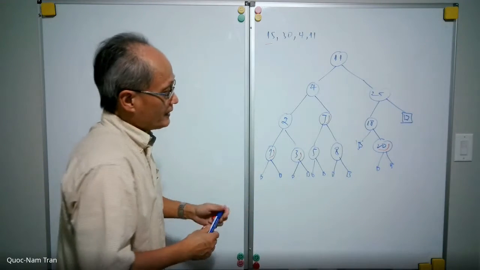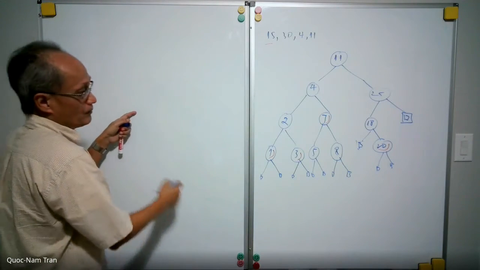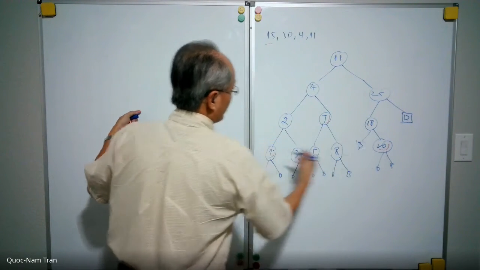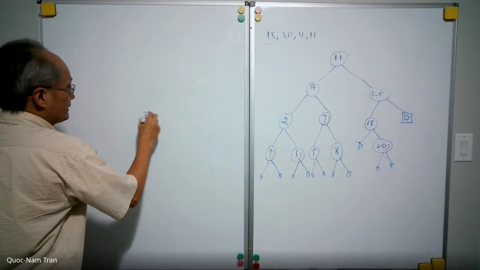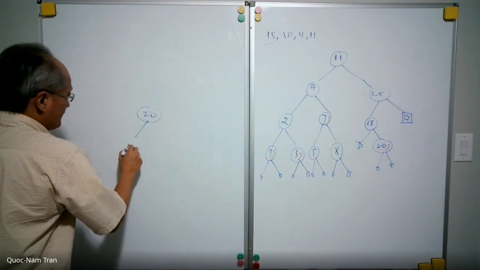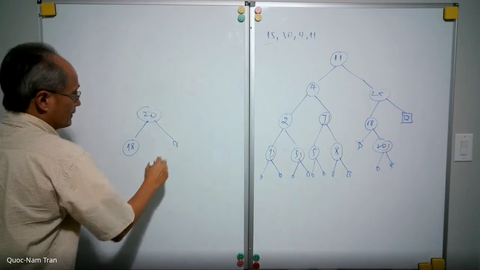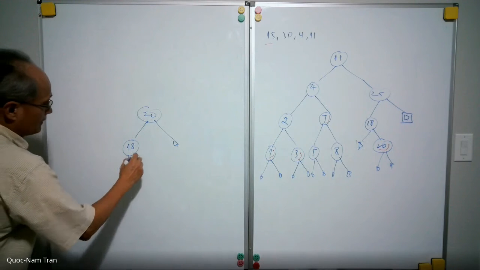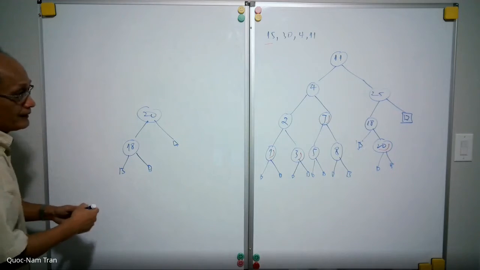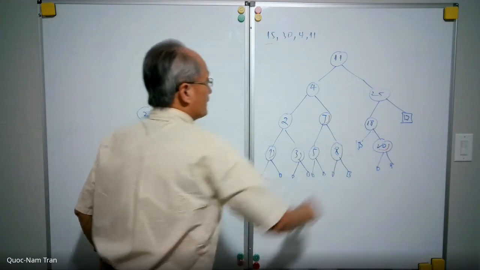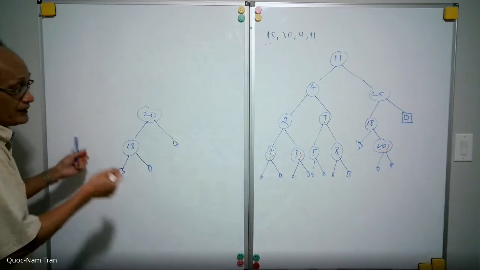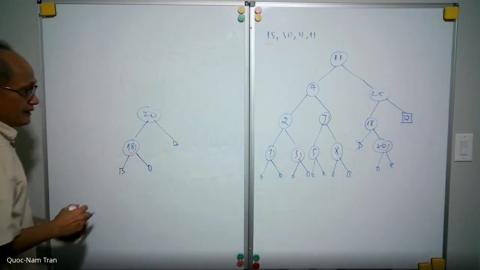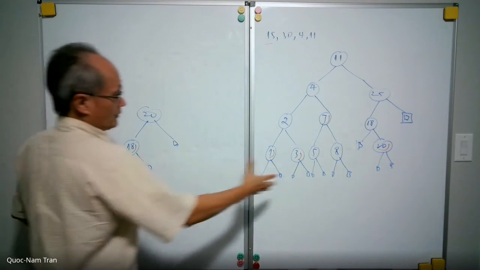So let me write it down on this board. So here we have 18, 20. We will bring this one up, so we will have 20 and then 18. And here we have the null node, and then here we have the two null nodes. When we rotate this one, we will bring the red node here to the left-hand side. So that is what we will do here.